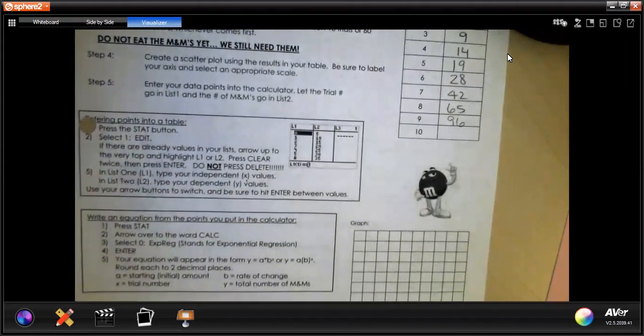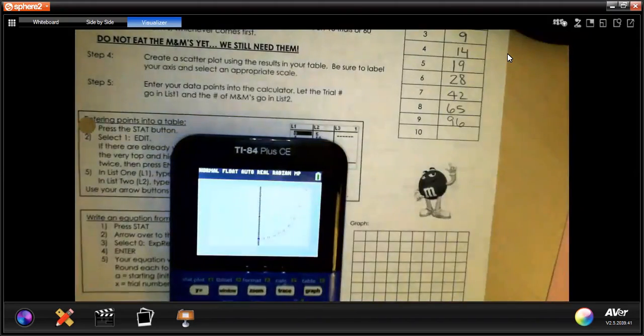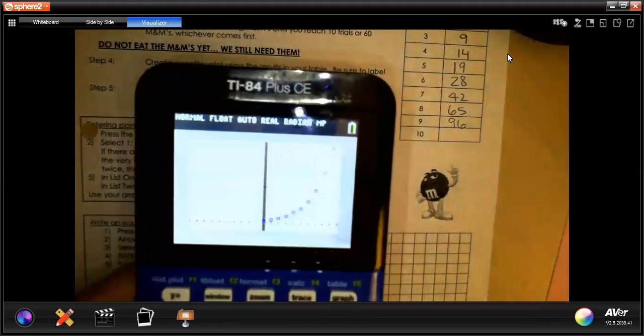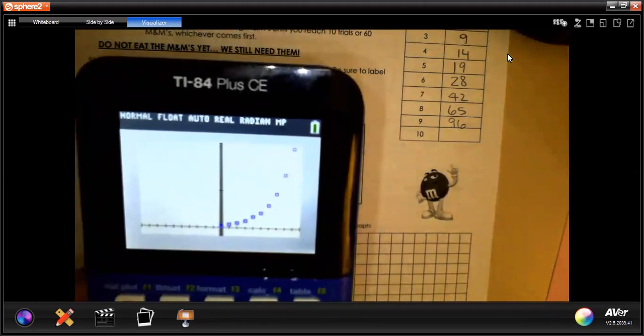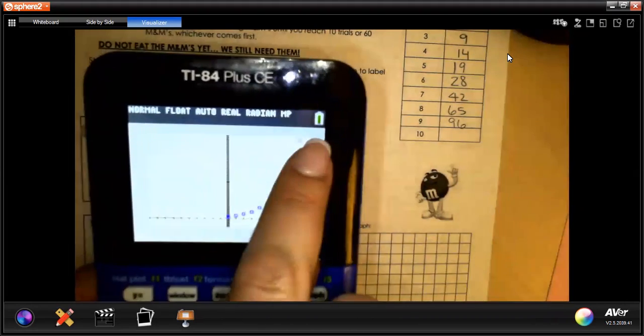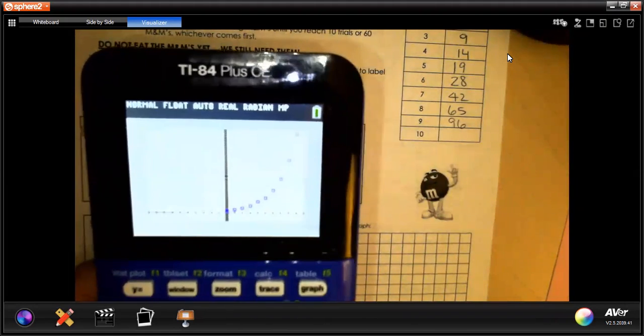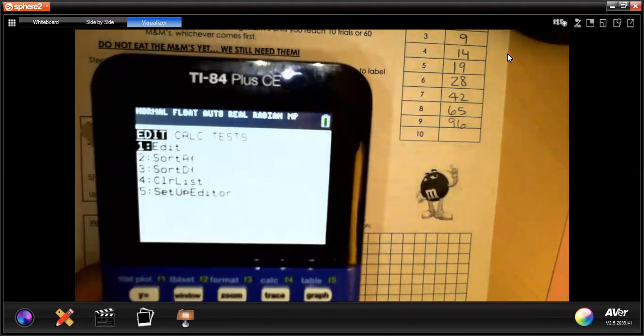Now to write the equation for this, we want to do that here. We've looked at the graph. There it is. Get rid of that glare. There's our graph. This is getting really close here, and then it's jumping up, growing very quickly right here. That's exponential growth. To get this equation now, we're going to hit stat.